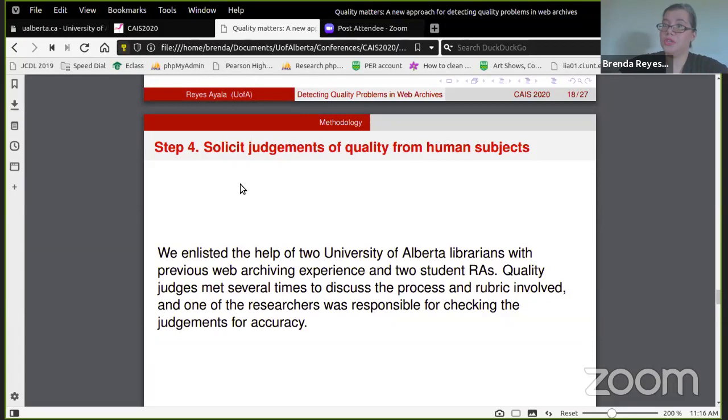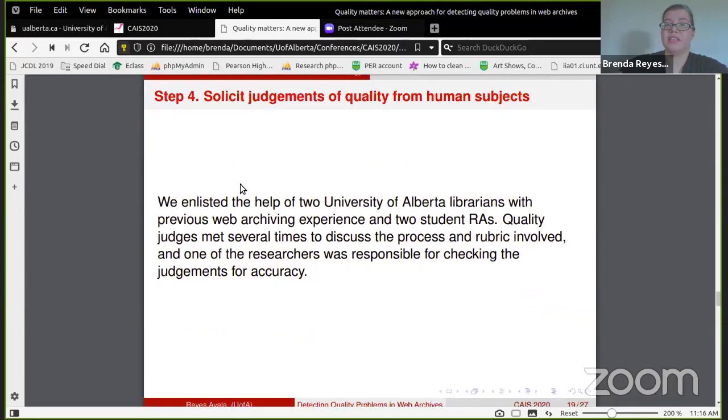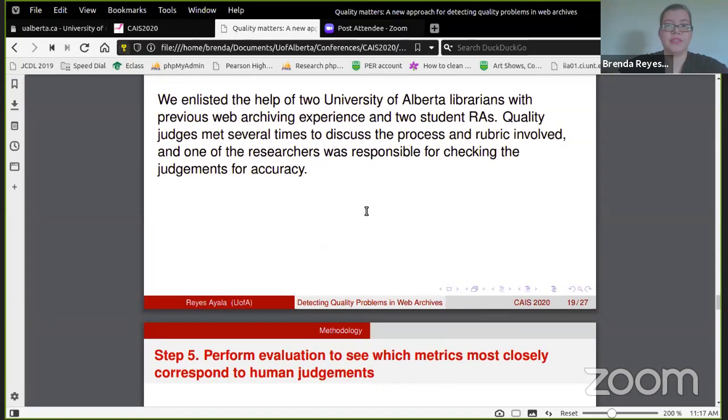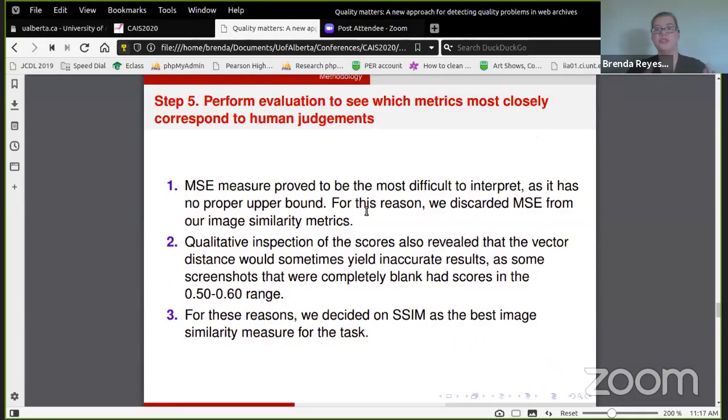We had 2 U of A librarians with web archiving experience, and we had 2 student RAs. They assessed the quality of the screenshots of each of these websites, and one of the researchers was responsible for checking the judgments for accuracy. Right, so some evaluation to see which ones were better than others.